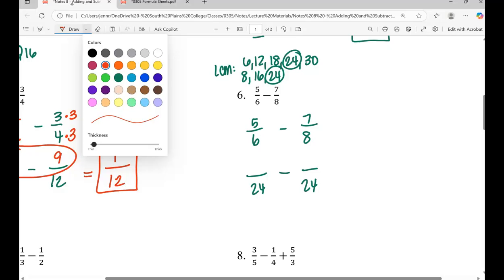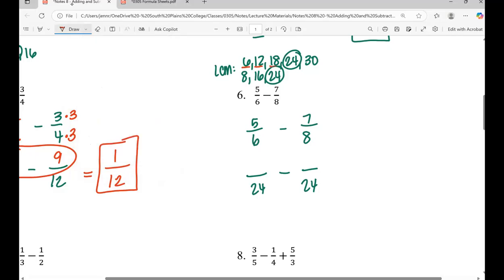In my 6 list, it took 1, 2, 3, 4 groups to get there. So multiply by 4, top and bottom. In my 8 list, it took 1, 2, 3 groups to get there. So multiply by 3, top and bottom.